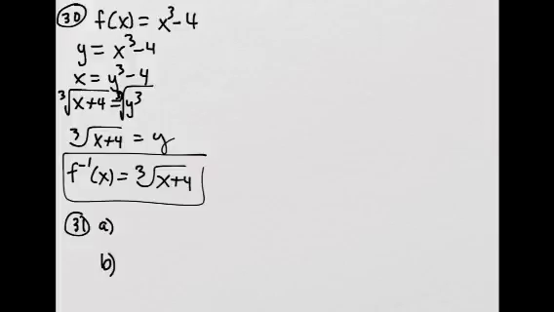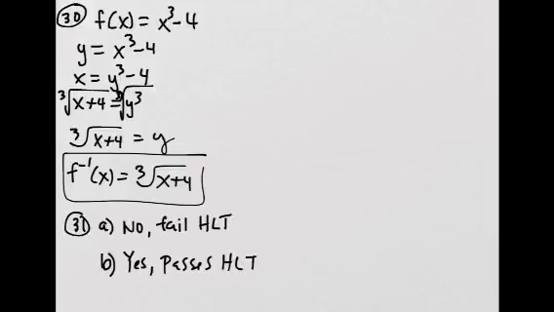So 31, it's asking if the graph is a one-to-one function. The answer for A is no, and the reason for that is because it fails the horizontal line test. It doesn't pass that test. And B is yes, because it passes the horizontal line test. If you pass the horizontal line test, you only touch one point at a time. And that's it.